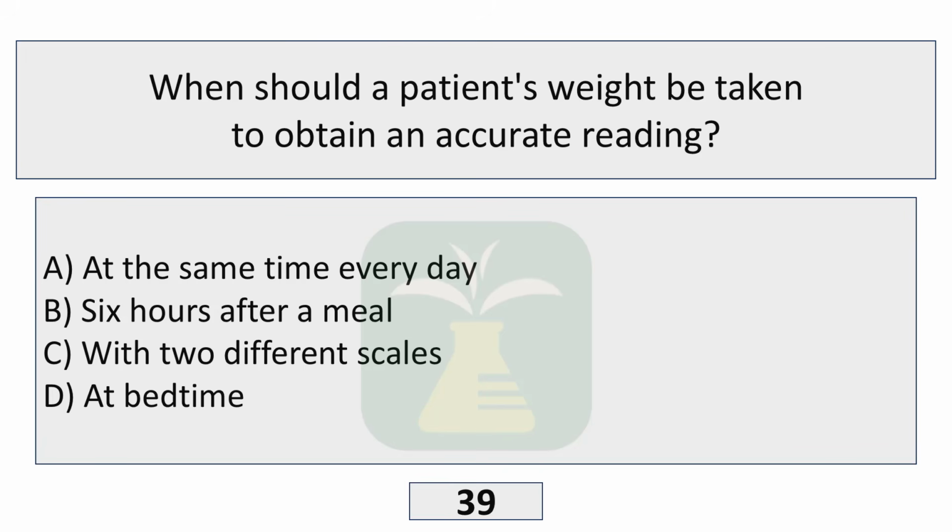When should a patient's weight be taken to obtain an accurate reading? A. At the same time every day. B. 6 hours after a meal. C. With 2 different scales. D. At bedtime.